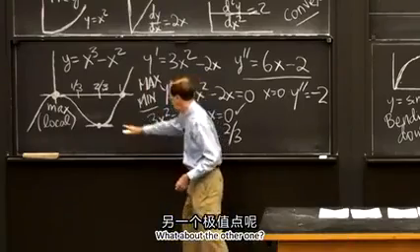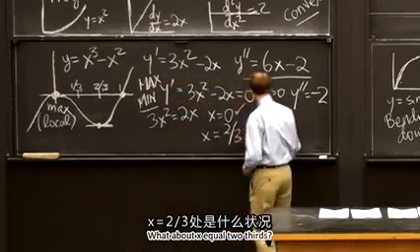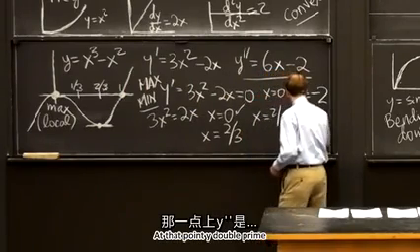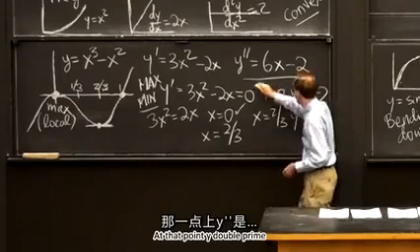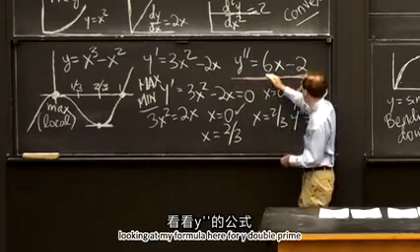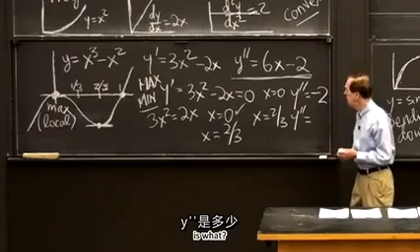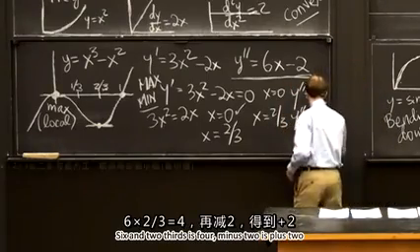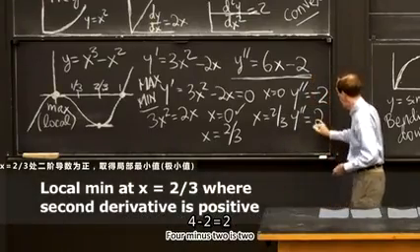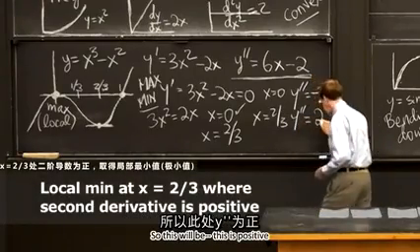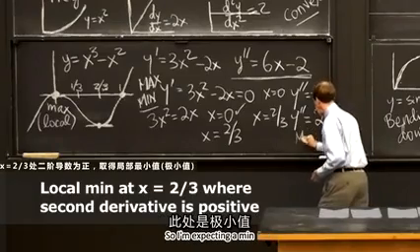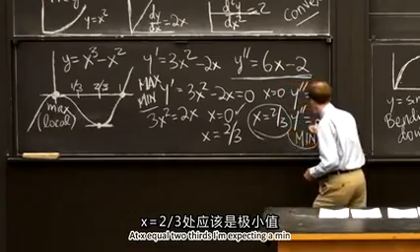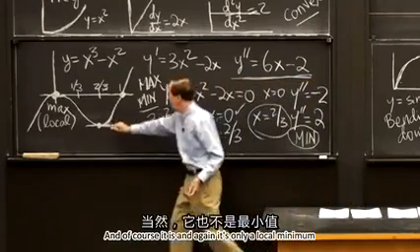What about the other one? What about at x equal 2/3? At that point, y double prime, looking at my formula here for y double prime, is what? 6 times 2/3 is 4, minus 2 is plus 2. 4 minus 2 is 2. So this is positive, so I'm expecting a min. At x equal 2/3, I'm expecting a min. And of course, it is.